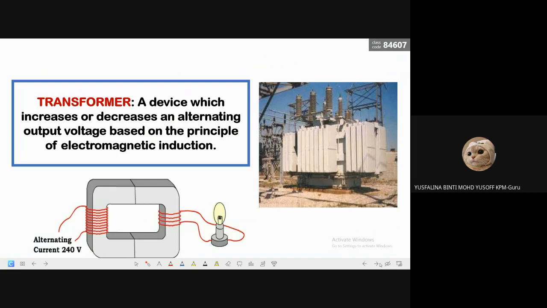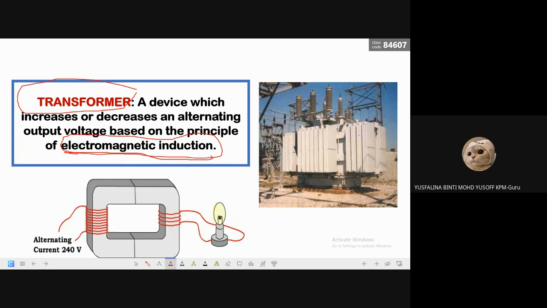A device which increases or decreases an alternating voltage based on the principle of electromagnetic induction. So the transformer uses electromagnetic induction to work. What does electromagnetic induction mean? It is the current produced when the magnetic field, or magnetic flux, is cut by a conductor, and then you will produce the induced current. So they use that concept for the transformer.